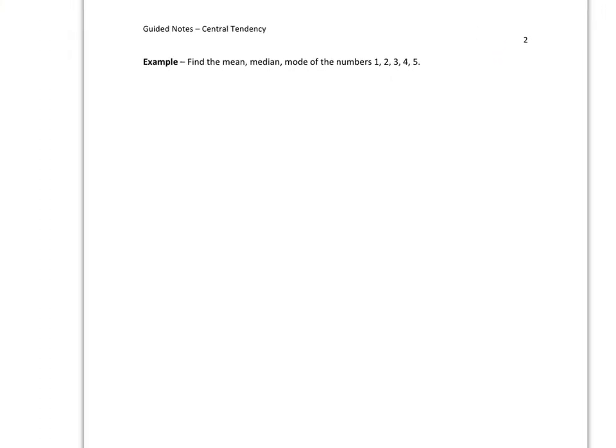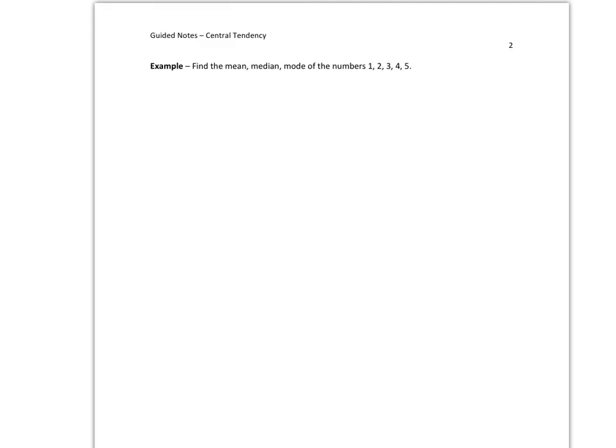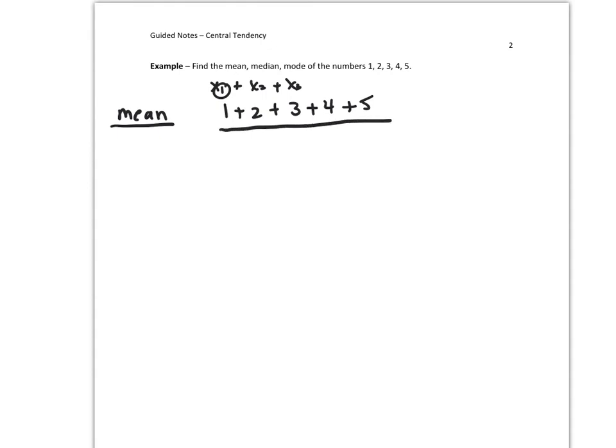Find the mean, median, and mode of these numbers. Well, the mean will be 1 plus 2 plus 3 plus 4 plus 5. That was x sub 1 plus x sub 2 plus x sub 3. 3 is the third number in the list. 2 is the second number. So that's telling you where you are in the list. And then you're going to divide by however many numbers we have, and we have 5. And that's 15 divided by 5, which is 3.